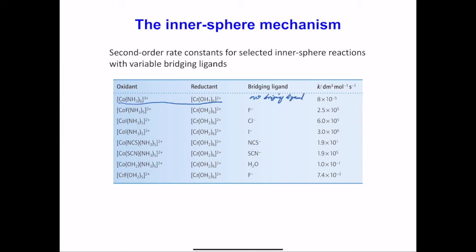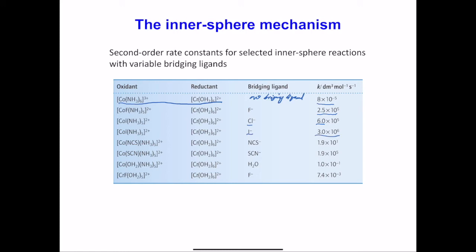So if you look at the reaction rate, it's 8 times 10 to the minus 5. It's pretty slow. But when you start to have a bridging ligand introduced to the cobalt species, you see the rate become a significant increase, 2.5 times 10 to the minus 5. And then when you go to chloride, you can see a slight increase. And if you go to iodine, it's even more increased.